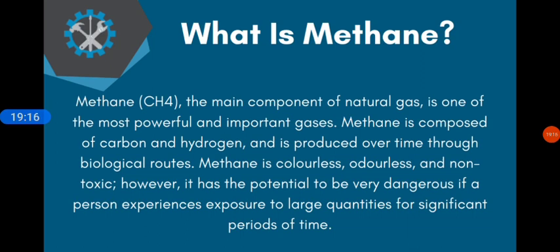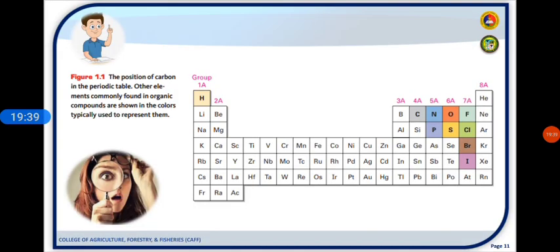Methane is produced over time through biological routes. Methane is colorless, odorless, and non-toxic. However, it has the potential to be very dangerous if a person experiences exposure to large quantities for significant periods of time. So let us look at our periodic table.